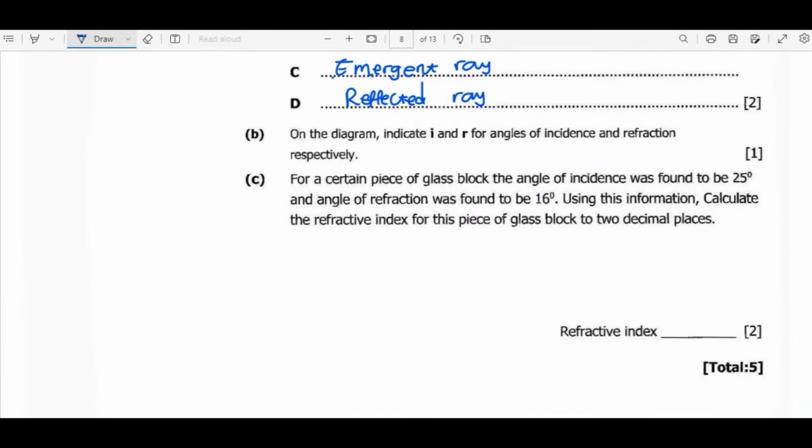For a certain piece of glass block, the angle of incidence was found to be 25 degrees and the angle of refraction was found to be 16 degrees. Using the information, calculate the refractive index for this piece of glass block to 2 decimal places. So refractive index, given by small letter n, can be calculated by the ratio between sine i and sine r. So sine i is the angle of incidence, 25 degrees, over sine r, 16 degrees.